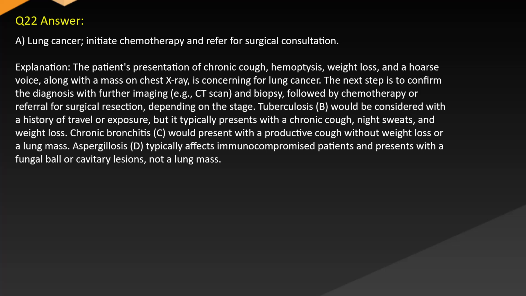Tuberculosis (B) would be considered with a history of travel or exposure, but it typically presents with a chronic cough, night sweats, and weight loss. Chronic bronchitis (C) would present with a productive cough without weight loss or a lung mass. Aspergillosis (D) typically affects immunocompromised patients and presents with a fungal ball or cavitary lesions, not a lung mass.